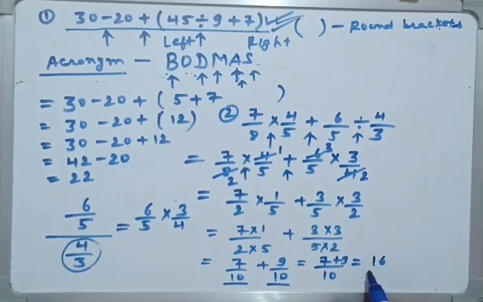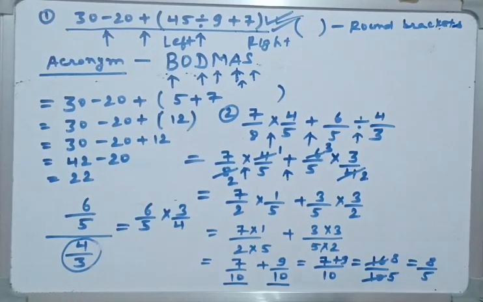Okay guys, so this one is 16 by 10, then this is 5, then this is 8. So 8 by 5. Why? Because 2 fives are 10 and 2 eights are 16. So the answer is 8 by 5 guys.